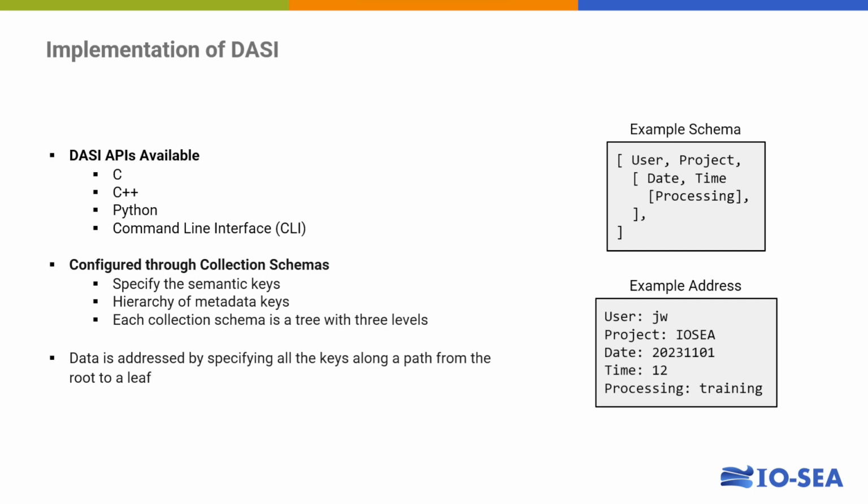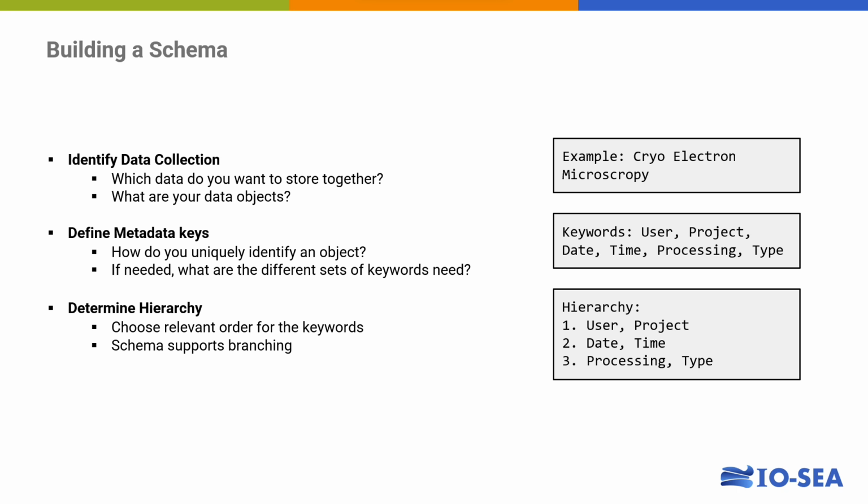The main burden on the user of using DASI is to devise a suitable schema for their use case. So when building a schema, the user needs to first identify the data collection that they want to be working with, and then what the data objects in this collection are. For example, here we'll use one of the IOSEA use cases, which is cryo-electron microscopy, where they store microscopy images. Then you need to define what your metadata keys are for uniquely identifying objects.